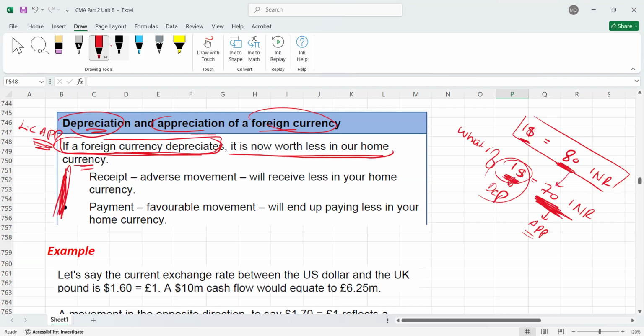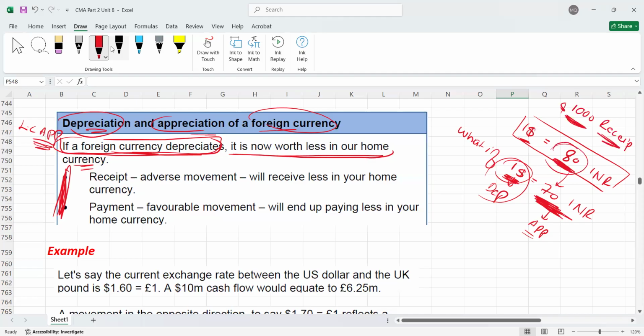Previously it was 80. For example, you made a sale of $1,000. It means you have a receipt of $1,000. Now tell me, what is better for you if you are living in India? 80 rate is better or 70 is better? 80 is better, right? Because you have receipts of $1,000.